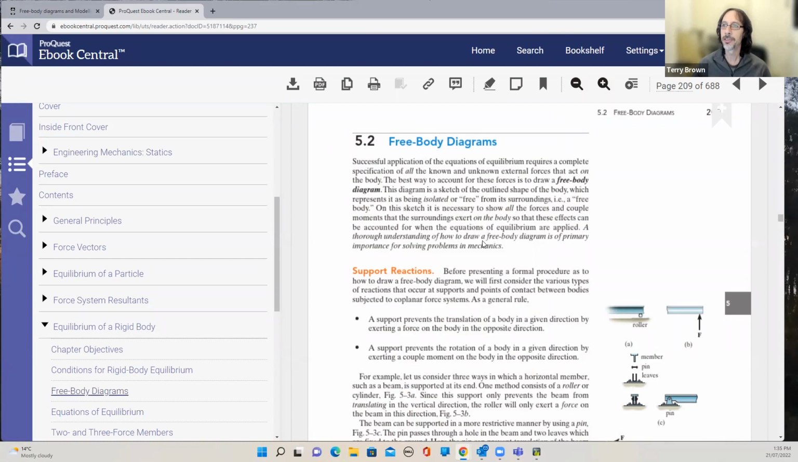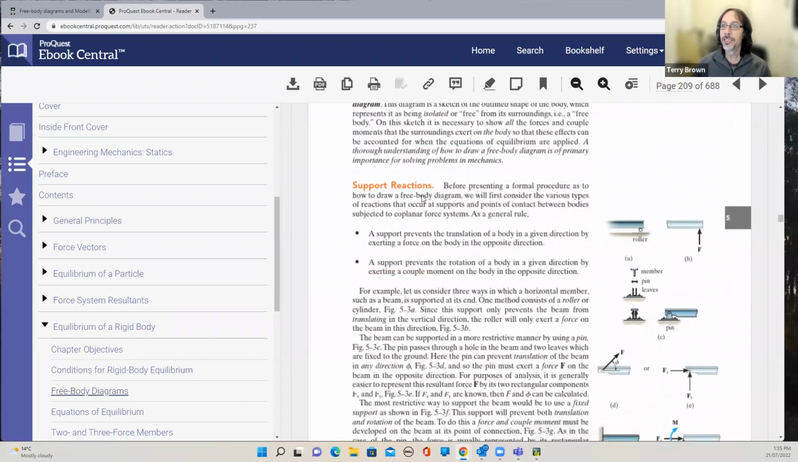All right, so you can see in here under the chapter section, free body diagrams, the author tells us a thorough understanding of how to draw free body diagrams is of primary importance for solving problems in mechanics. Okay? And doing these analyses is one of the key steps for designing structural components. Right? You need to be able to do this. And as part of that, we need to be able to model the supports. Okay? So we've got connections between structural components and connections to the ground or other main parts of the structure or machine that we need to model and understand the forces and or moments that are being transmitted through those.